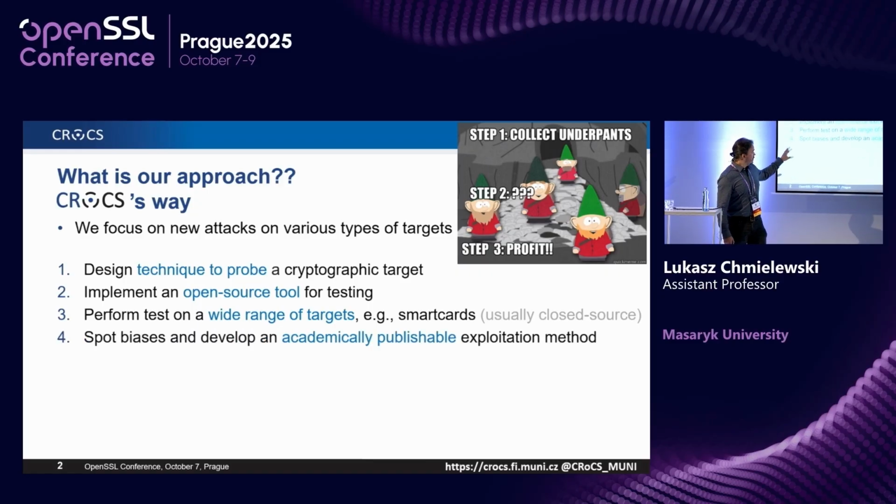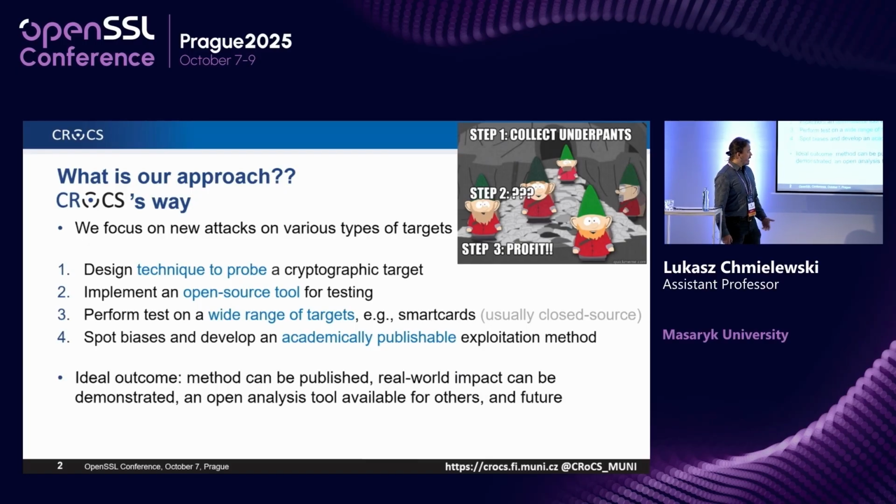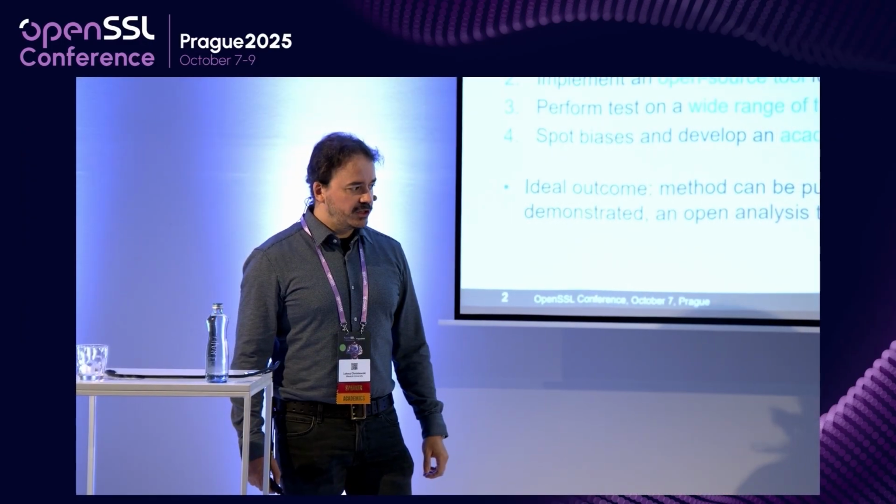And then when we spot biases, then we try to develop an academically publishable exploitation method. Ideal outcome: the method can be published, there is real-world impact. So actually step 4 succeeded, so we were able to exploit something. And then an open analysis tool together with the exploit ultimately will be published, and these things can be used by us later on or by future researchers in general.